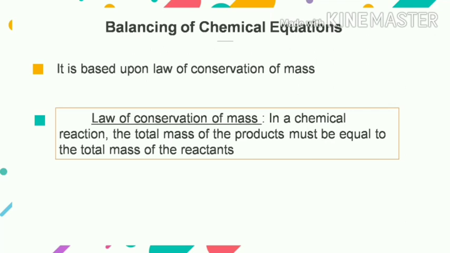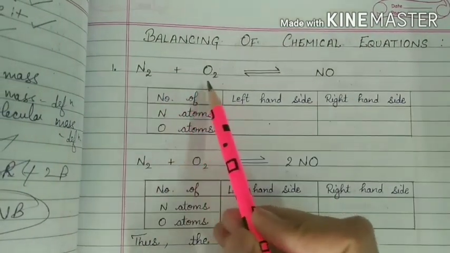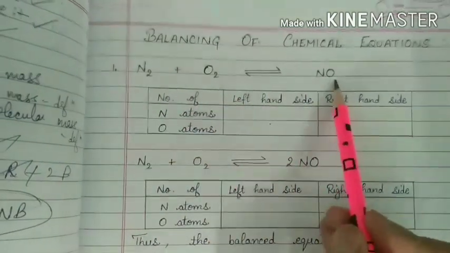There are various methods to balance the chemical equations such as hit and trial method, partial equations method, oxidation number method, ion electron method, algebraic method. But we have to do hit and trial method only as this is in our syllabus. So let's balance some equations by hit and trial method. Consider the chemical equation N2 plus O2 gives NO.